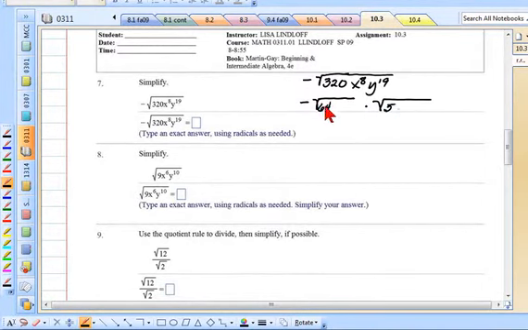Remember, you're trying to find a perfect square. X to the 8th is a perfect square. Y to the 19th is not, but y to the 18th is, sending a single y to the back. Keep the negative sign. The square root of 64 is 8. X to the 4th, y to the 9th, times the square root of 5y.